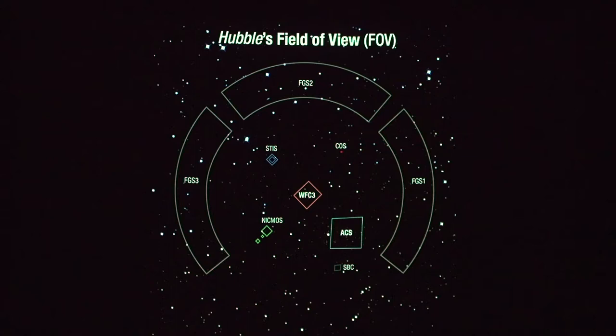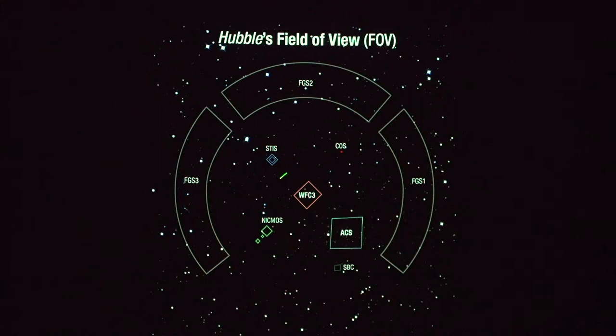So here we're seeing a number of the different instruments for Hubble. WFC3 is the Wide Field Camera 3. This is the Advanced Camera for Surveys. These are the two main cameras that are used for the Frontier Fields. But you can also see other instruments like NICMOS, which is the Near Infrared Camera.